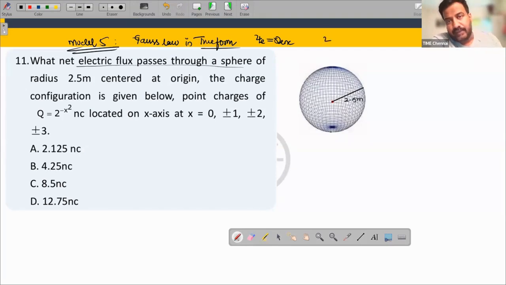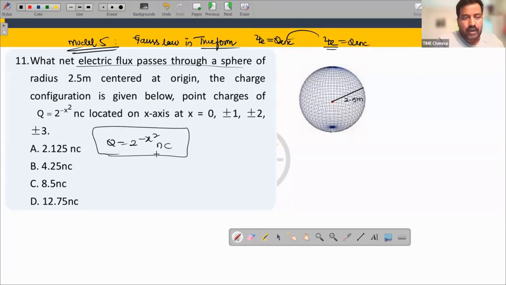Psi E is nothing but the charge enclosed. It is enough to find the charge enclosed. If you want to know how much flux is cut by this closed surface, it is enough that you find the charge enclosed by this surface. The charge is given by the expression 2 power minus x square nanocoulomb. This is the expression for the charge located inside the sphere.